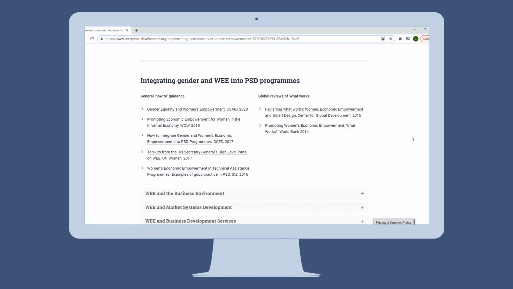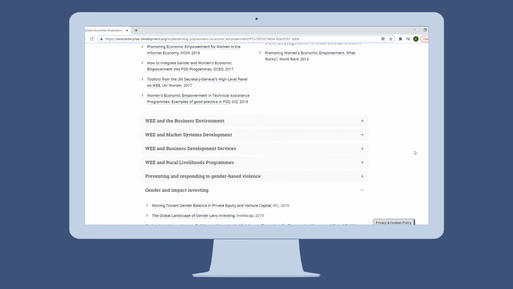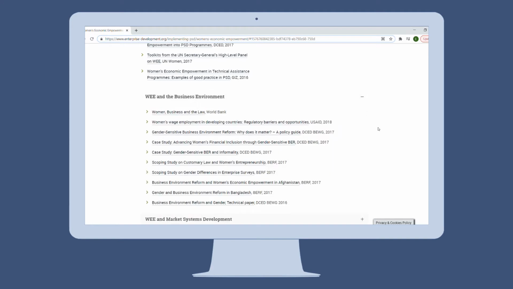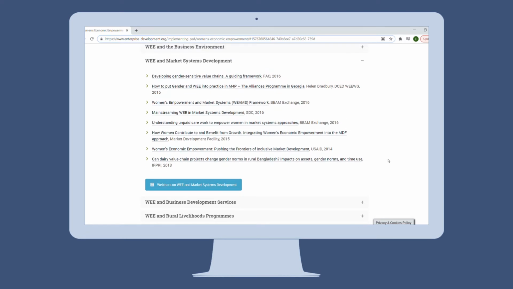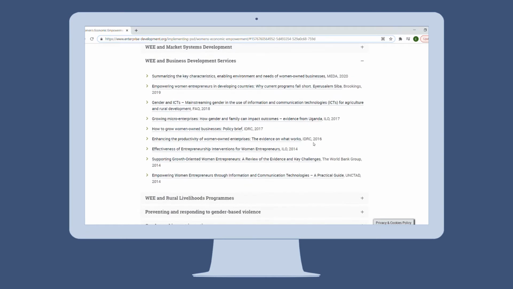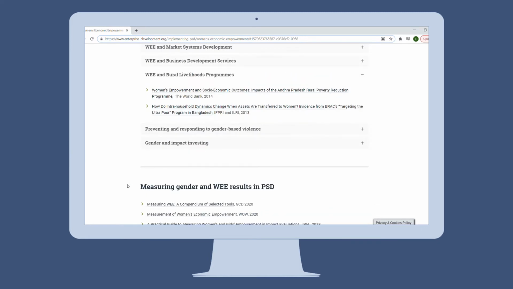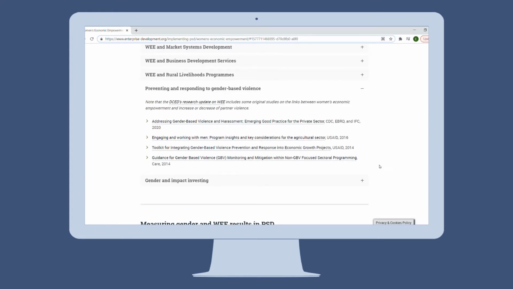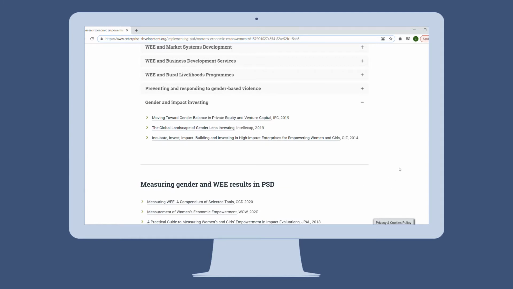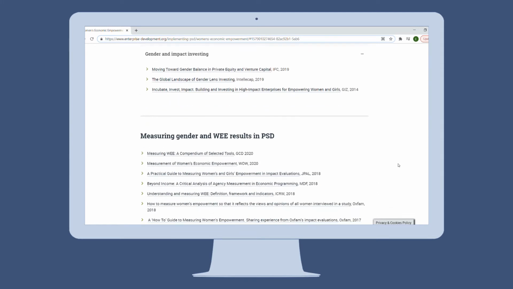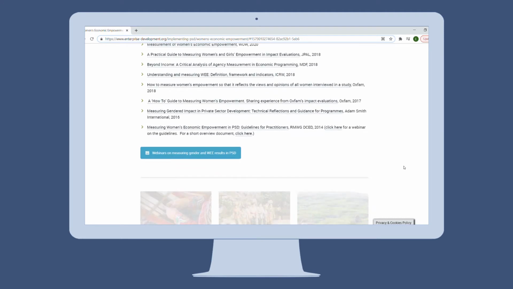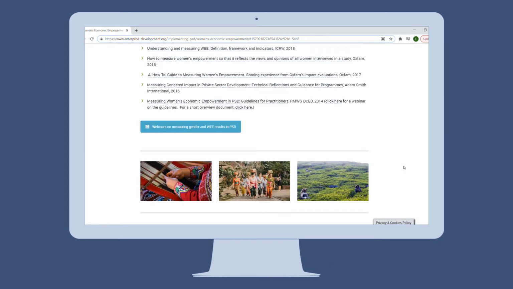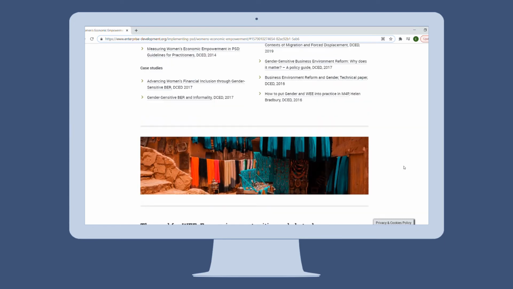Section 4, on integrating gender into PSD programs, is the largest section on the knowledge page. It includes both general how-to resources as well as more specific examples of particular PSD programs. Examples include integrating gender into business development services, rural livelihoods programs, looking at preventing or responding to gender-based violence, and then we also have a section on gender and impact investing. Lastly, the knowledge page has a selection of resources on measuring gender results in PSD. So now that you have an idea of the structure of the knowledge page, I'll give some examples of the types of publications you can find in each section.